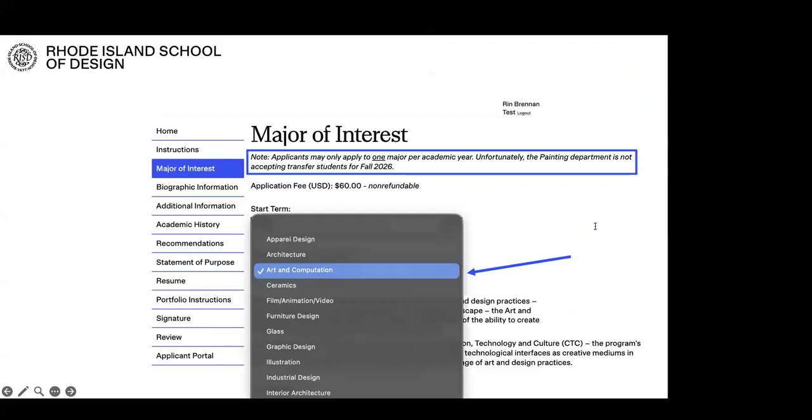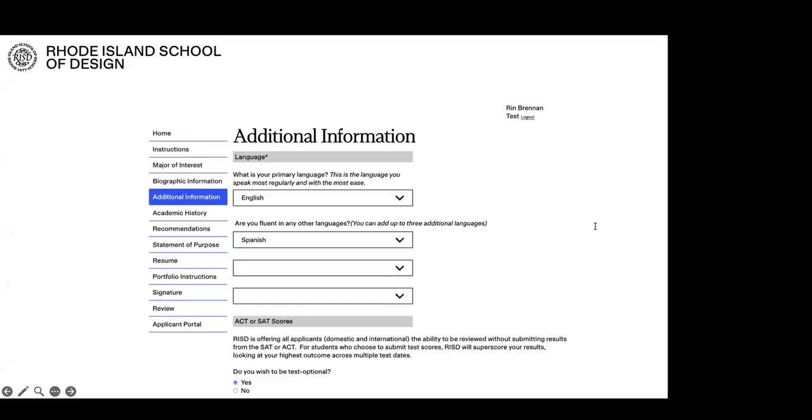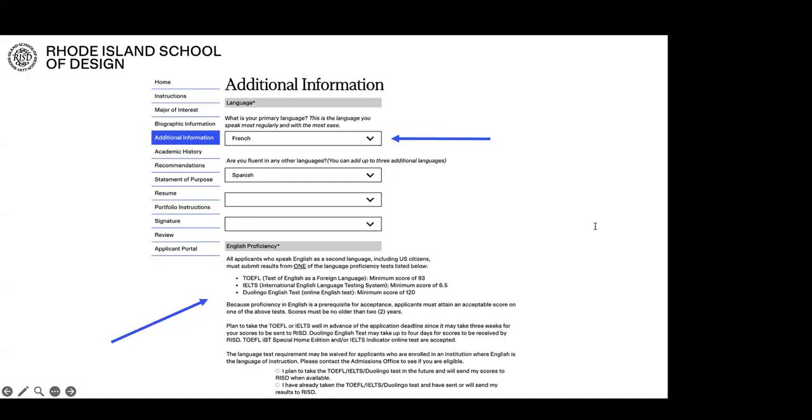So again, back to our application, you'll select a major of interest. And then the next section is biographical information. That is straightforward. It's just all the information you've been putting on forms for most of your life, likely. And then the additional info section. Here we're going to ask you about any languages you're fluent in. This is also where you can include SAT or ACT scores if you want to, but they are truly optional.